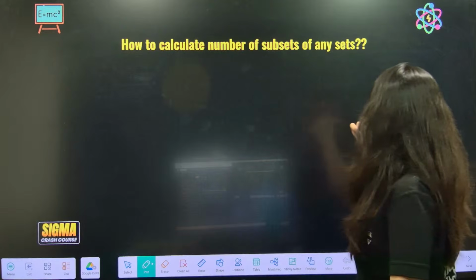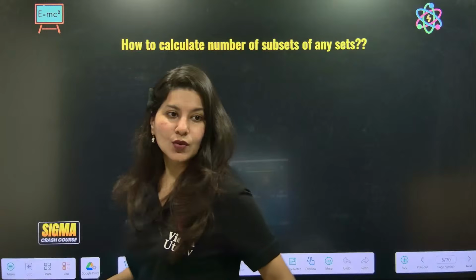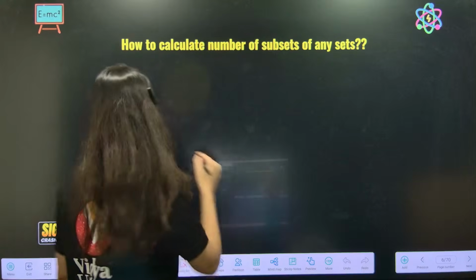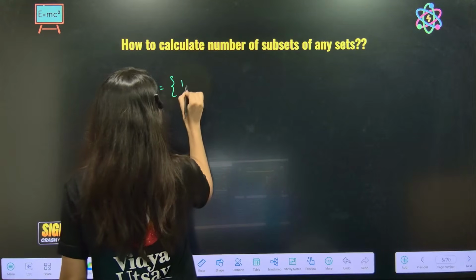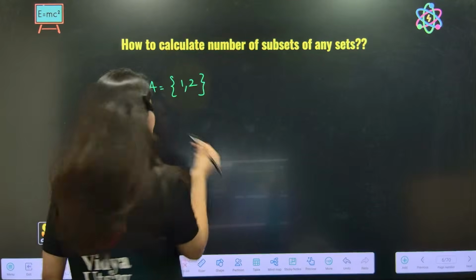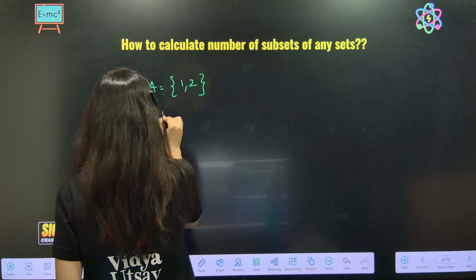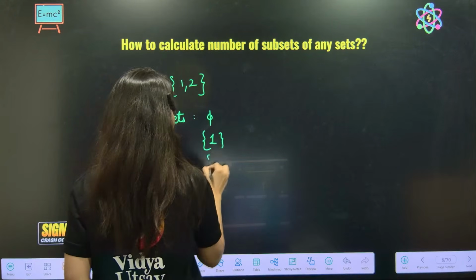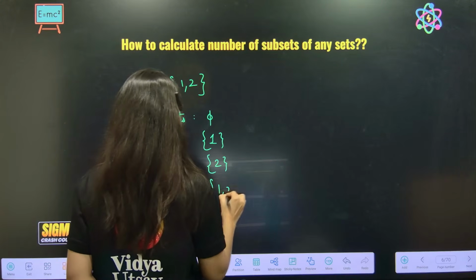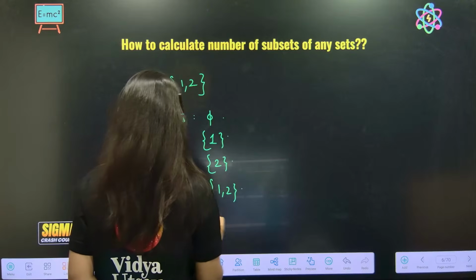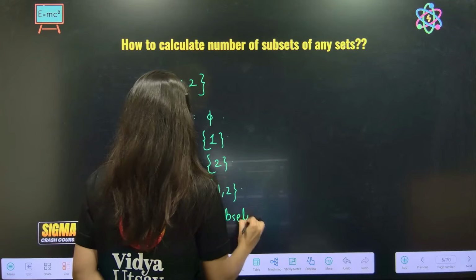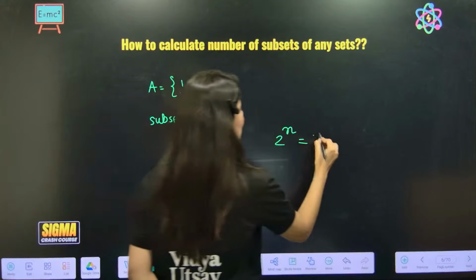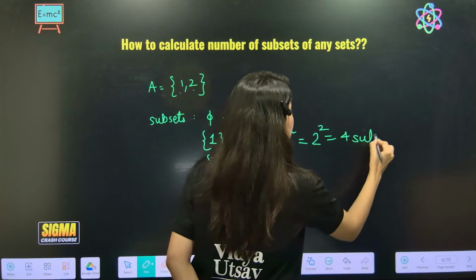How to calculate the number of subsets of any set? Recall it from the sets chapter. Suppose you have a set with 1 comma 2 as two elements. Can you tell me how many subsets it can have, ma'am? Subsets, so it will have the empty set, or single element 1, single element 2, or you can keep both elements. I think 1, 2, 3, 4. 4 subsets. But is there any formula? Yes. The formula is 2 power n, where n is the number of elements. So 2 elements, 2 power 2. So there will be 4 subsets.